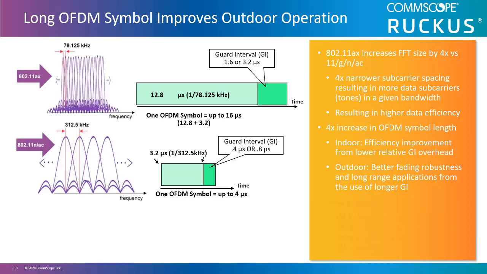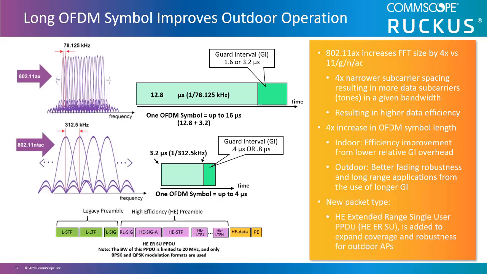This gives us frequency domain efficiency and capacity increase as it provides 4 times more tones or subcarriers to allocate to multiple users. However, it comes with a price. The narrower subcarrier spacing is more sensitive to frequency offsets, phase noise, and sampling clock offsets.